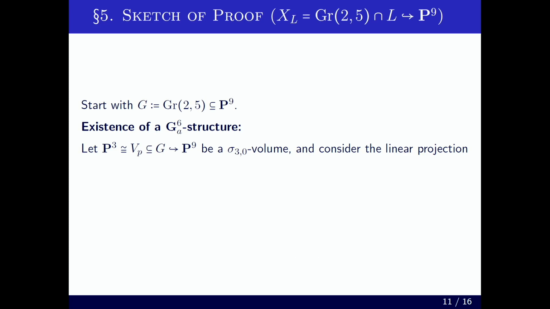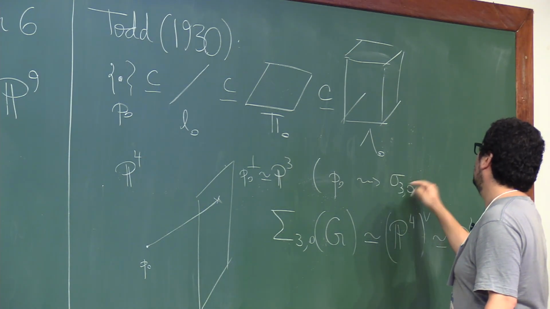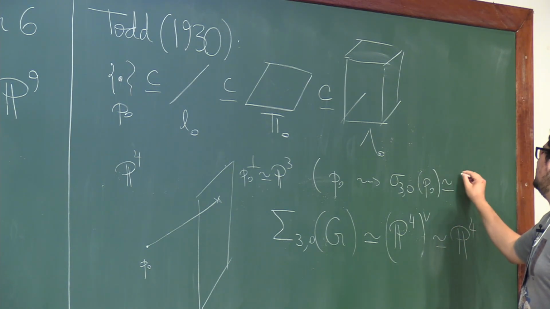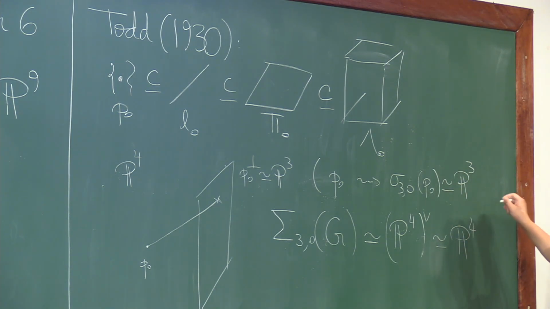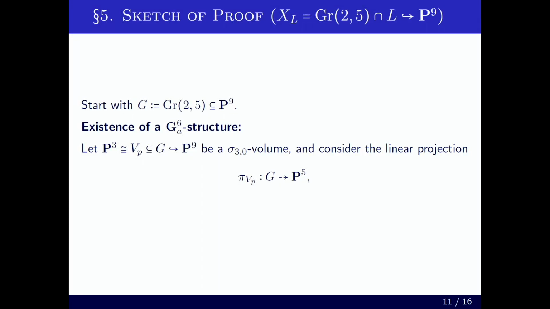Let me just write that a point induces this σ_{3,0}, P0. Anyway, it's just notation. It induces a P3 inside the Grassmannian. So pick one of these volumes and do the linear projection. You go onto P5, but this is not surjective, actually. The image is a smooth quadric, a 4-dimensional smooth quadric in P5.